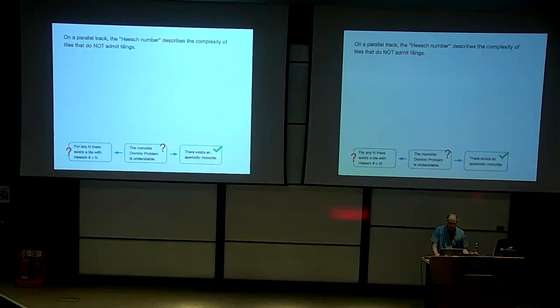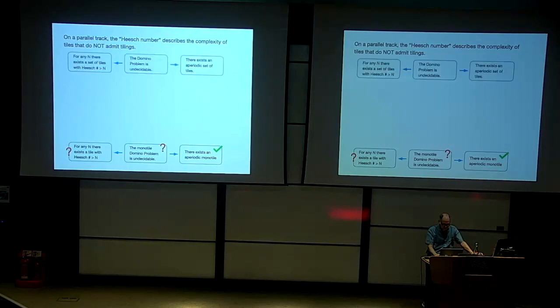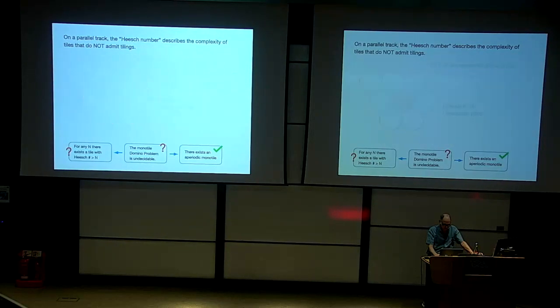Okay, so let me just explore a little bit more of this chart. So the H number has come up, and this describes the complexity of tiles that do not admit tiling. So we want to ask, how complicated can things be? Basically, this is the status for a single tile. Hang on, this got out of the way. Just ignore the bottom, I guess.